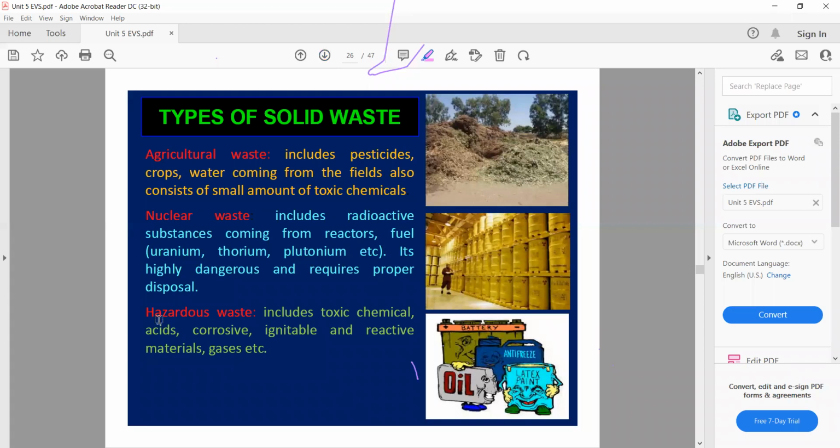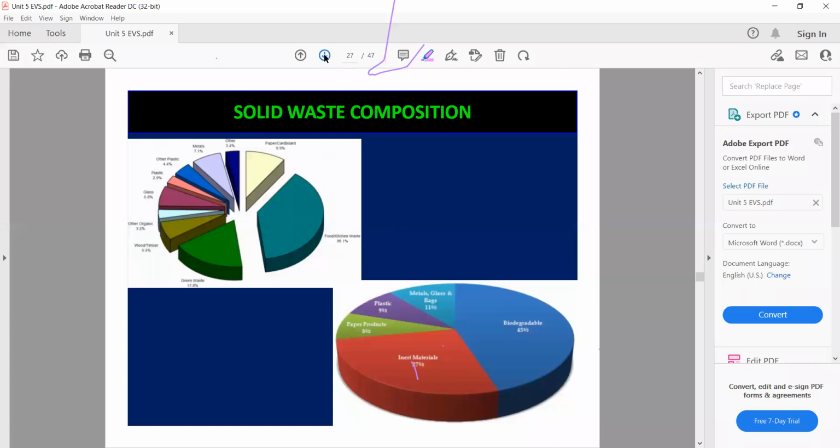Fine. Next is hazardous waste. It includes toxic chemical, acids, corrosive, ignitable and reactive materials, gases, all these things. Fine. See, these are the composition of solid waste. You can see it later. I'll not waste time here.